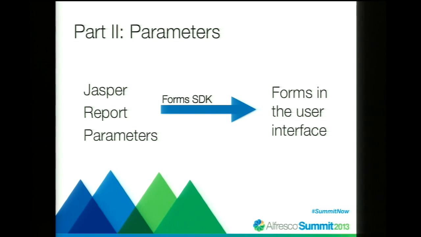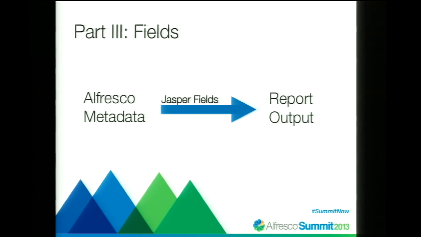So moving on to the parameters. Users want to input directly from Alfresco form parameters. And so what we found is we could tweak the Forms SDK to present parameters from these Jasper files directly to the user interface. And then our fields, they really correspond to our Alfresco metadata. And so we found we could read metadata dynamically out of queries, feed it back into the JRXML file, and have custom metadata on report output.